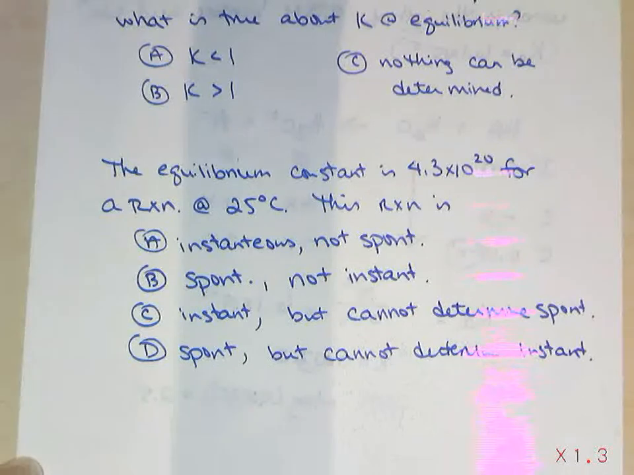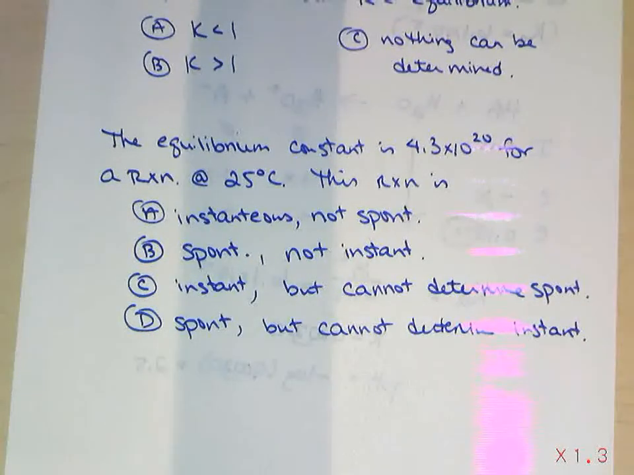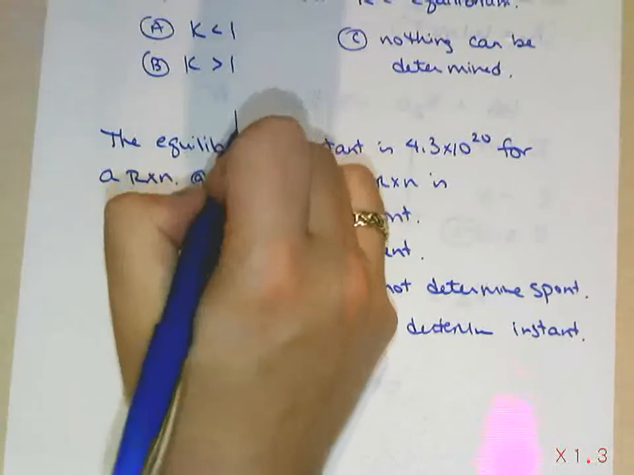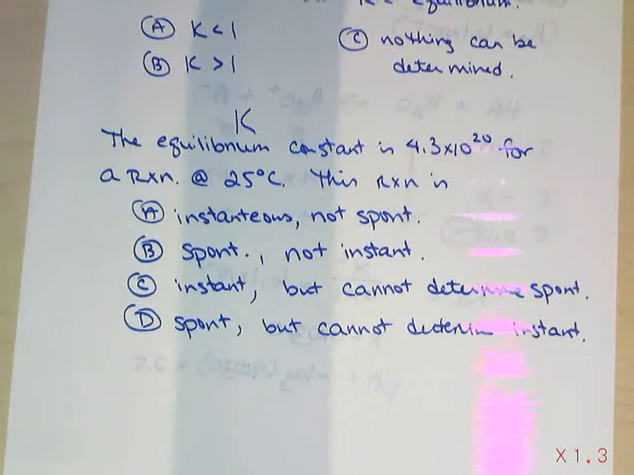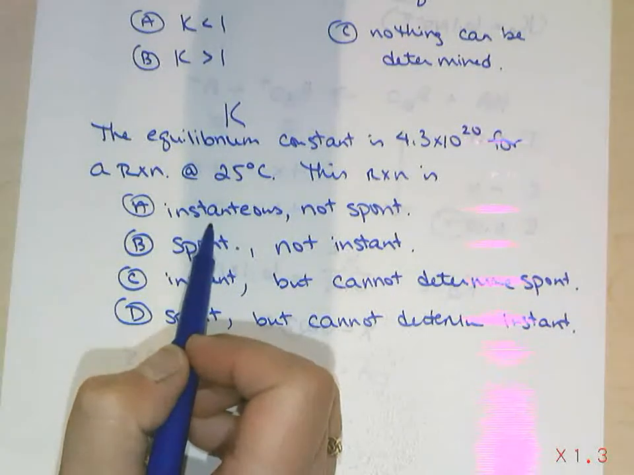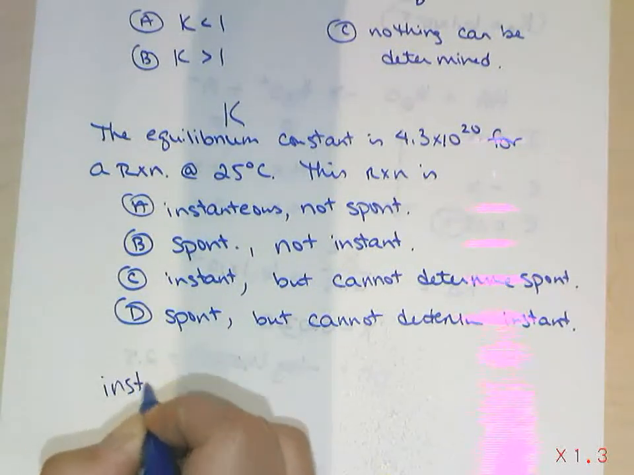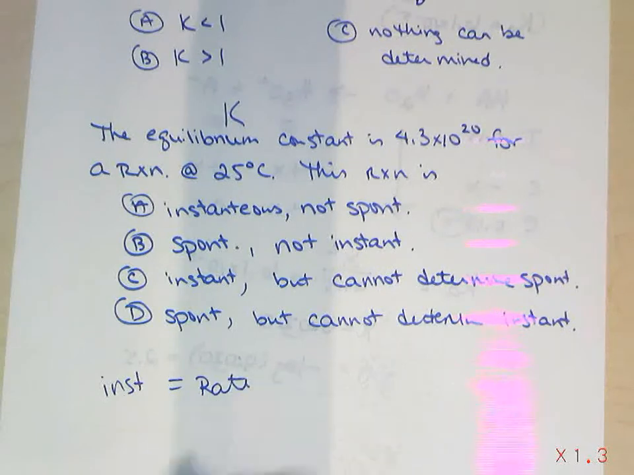All right, so what letter is the equilibrium constant of our alphabet letters? Right, this is K. So if I have a K that's 4.3 times 10 to the 20th, is it spontaneous? Well, does it tell us that it's moving towards products or towards reactants? Right, moving towards products. Does that tell me about spontaneity, or what's the word I should use instead of instantaneousness? Rate. Right, instantaneous tells me about the rate, and spontaneity tells me about the equilibrium constant.